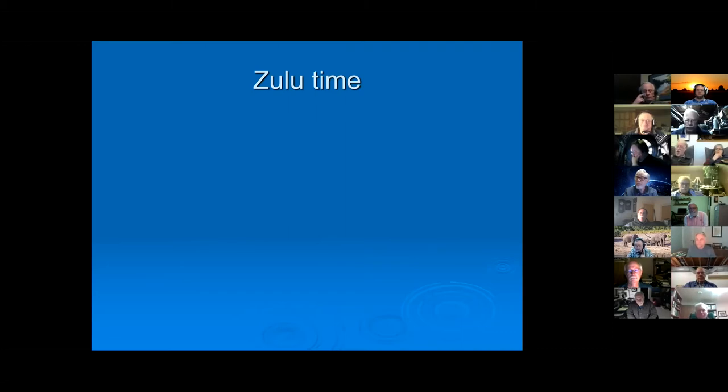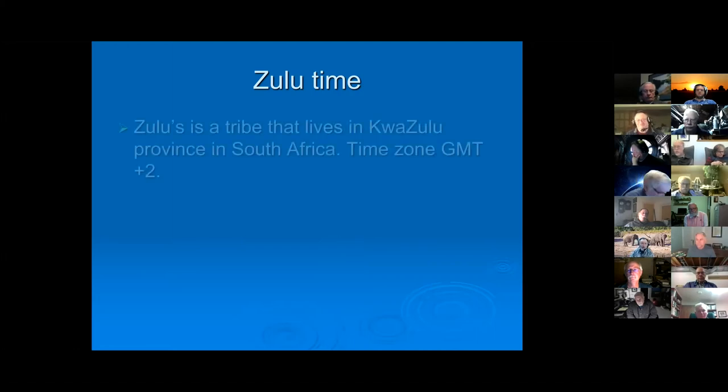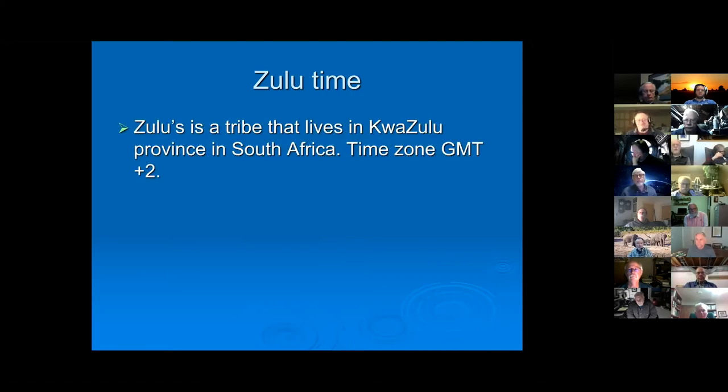So we also have Zulu time. That's kind of an interesting time. Zulu is really a tribe that lives in South Africa. Their time zone in that little kingdom is +2. I don't know if you know anything about the Zulus, but they are probably the fiercest warriors anywhere in Africa. They cleaned the clock of Great Britain when it tried to conquer much of Africa. The Zulus just basically beat the snot out of the English.